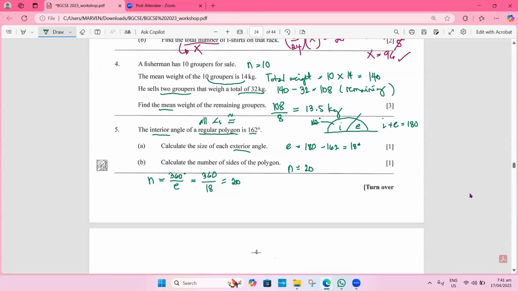So what is important in answering geometry-related problems is you know the formula, you know the theorem that you need to apply. So here in number 5, we apply the concept of regular polygons plus the concept of the interior and exterior angles in a polygon plus the number of sides given the exterior angle. Question?